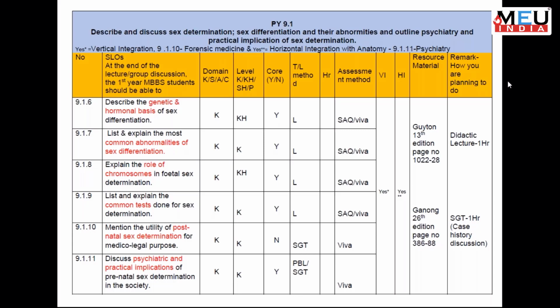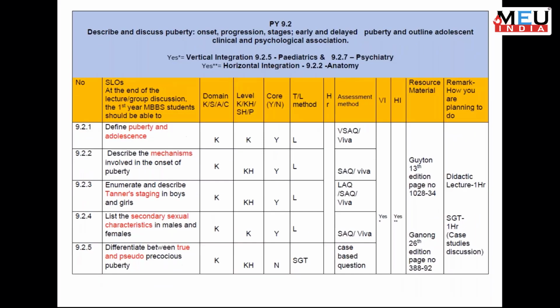Moving towards 9.2: describe and discuss puberty, including onset, progression, stages, early and delayed puberty, and outline the adolescent clinical and psychological association. So the 9.2.1 SLO is define puberty and adolescence. Then describe the mechanism involved in the onset of puberty. Then enumerate and describe the Tanner staging in boys and girls. Then list the secondary sexual characteristics in males and females. The 9.2.5 is differentiate between true and pseudo precocious puberty. Here also SGT is planned, in which case study discussion can be done.